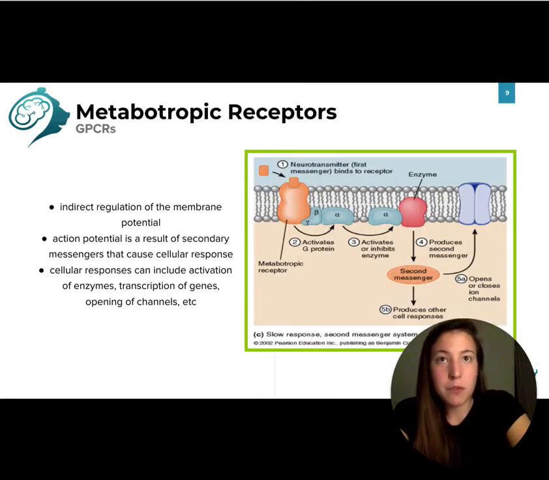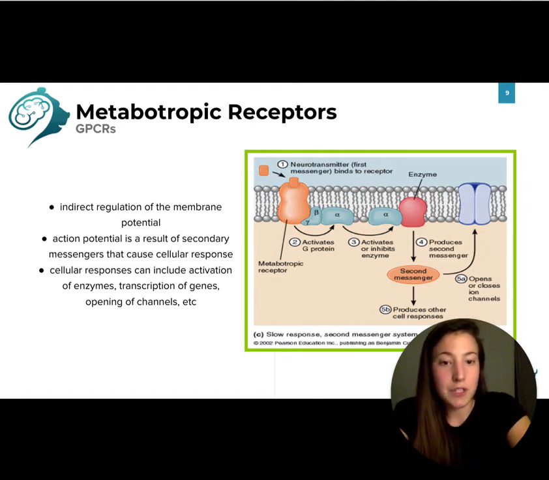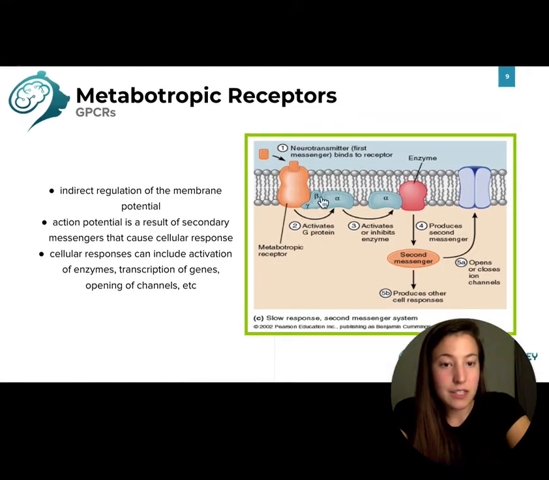So another name for these are G-protein coupled receptors. And G-protein coupled receptors in general are found all over the body. But basically what happens is the neurotransmitter binds, which causes a dissociation of this part of the channel, which then activates an enzyme and causes all of these secondary events, activation of a secondary messenger, and other cellular responses. This can include phosphorylation or activation of other enzymes and stuff like that. And then eventually this will open or close ion channels associated with the action potential.